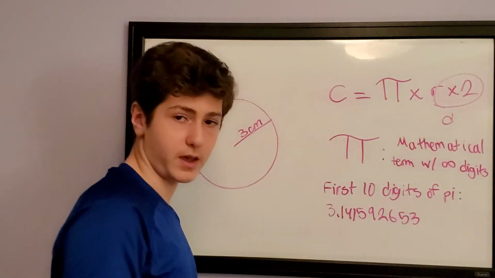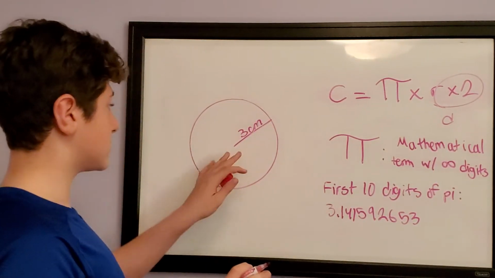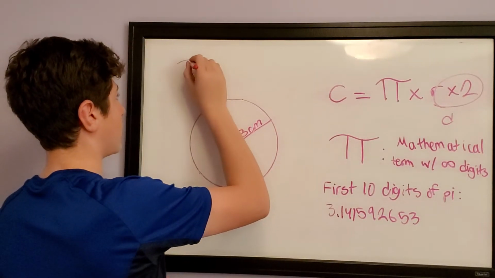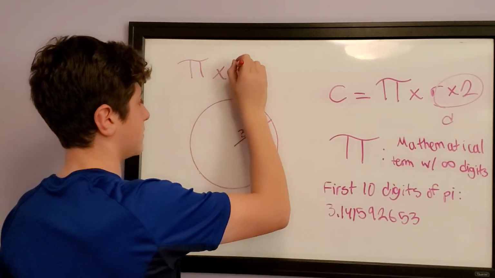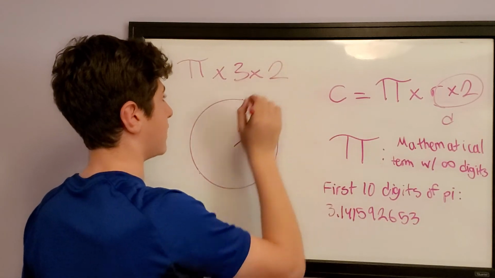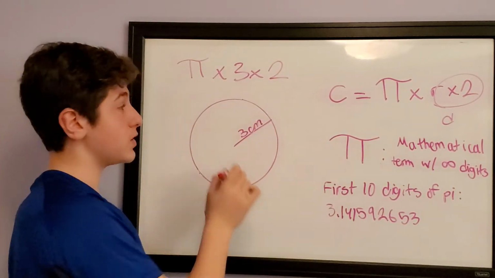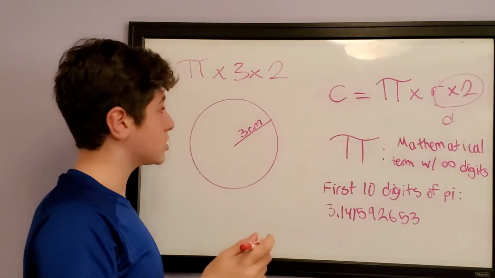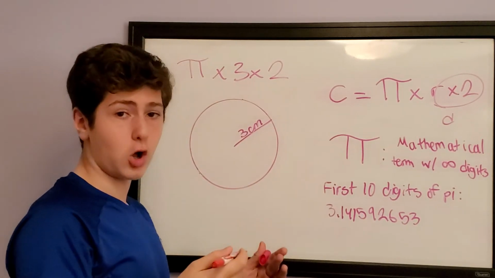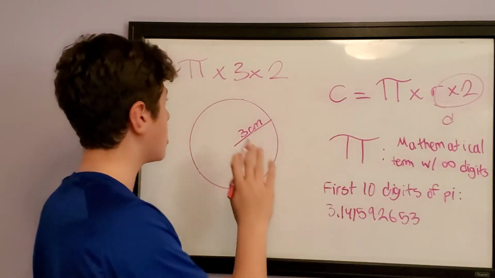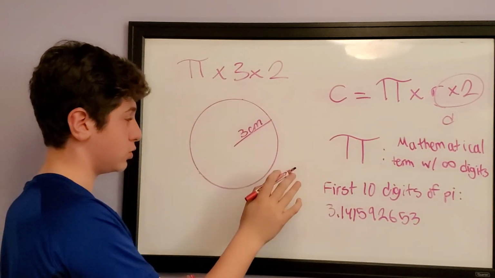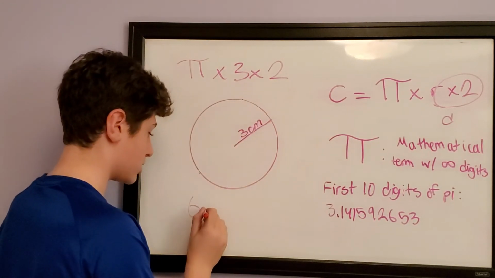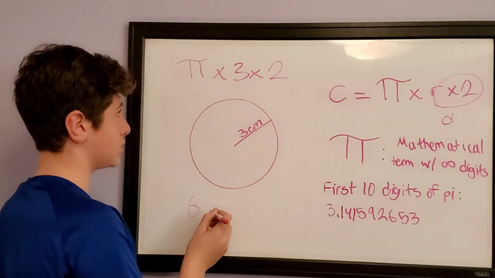It would be the same thing. So if we were to use this and apply it to our formula, it would have to look like this. So pi times 3 times 2. So it doesn't matter if you do pi times 3 first or 3 times 2 first. So the outcome is always going to be the same. For this case, we're just going to go with 3 times 2, which is 6. Where should I write that? Down here. So 6 centimeters.